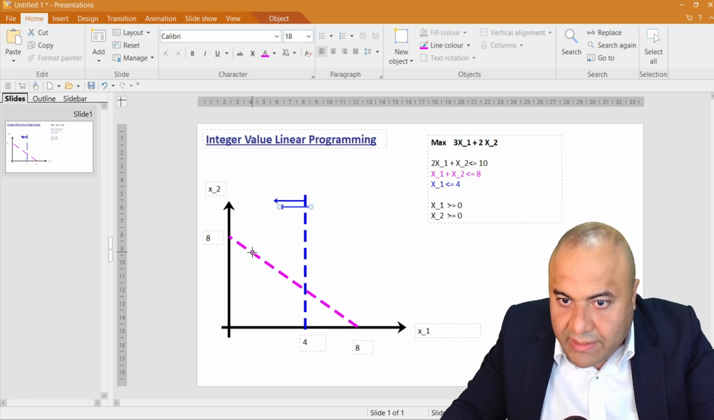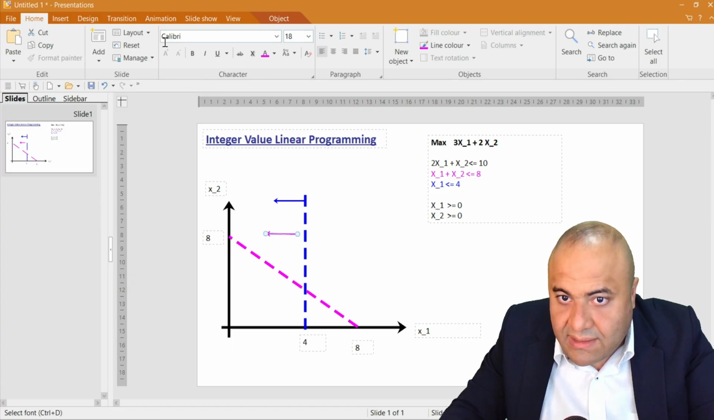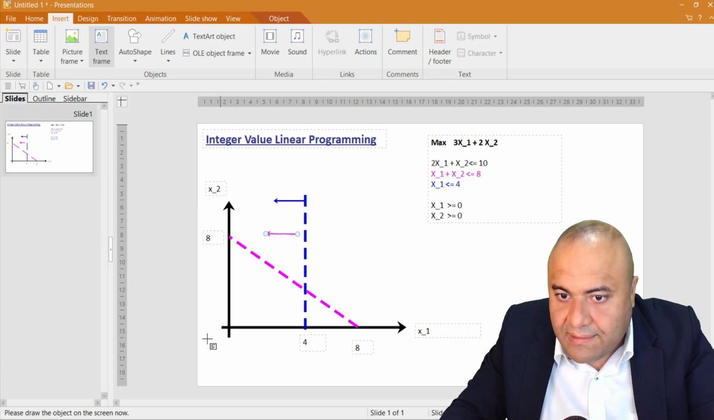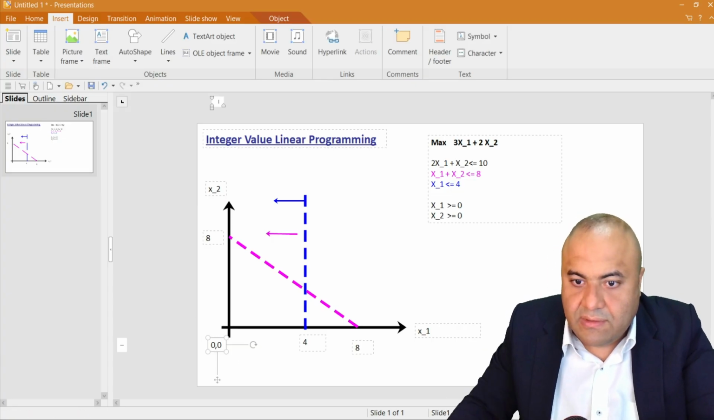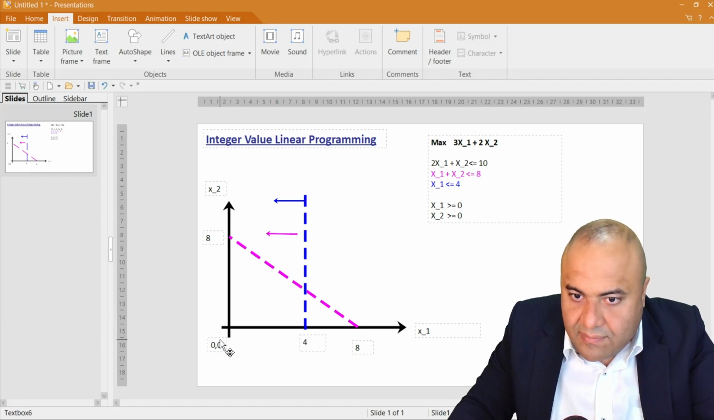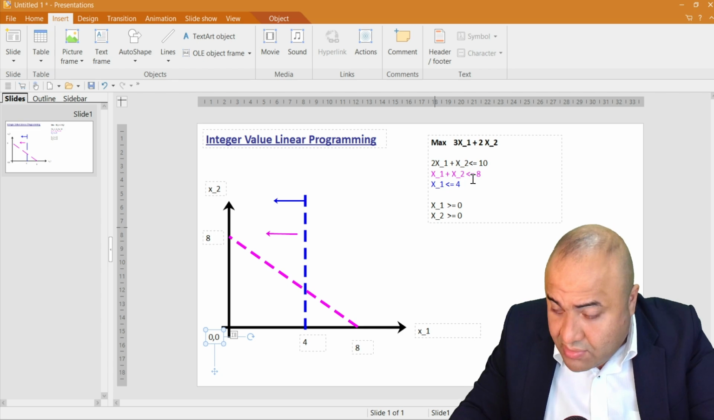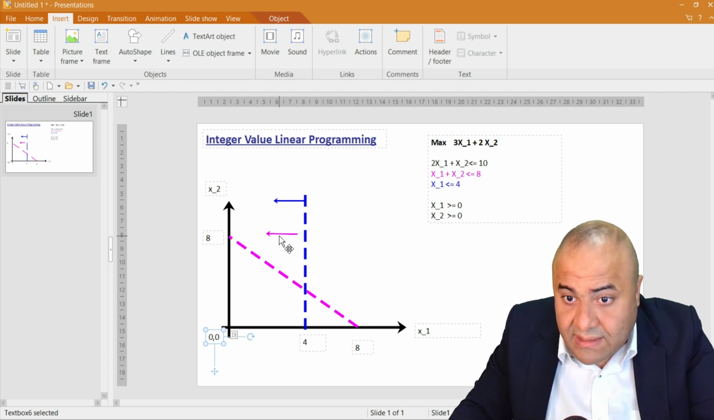Now, where is this location? In order to know this location, actually there is a way to do it. We already know this one is 0, 0. So this location here is going to be 0, 0. So at 0, 0, this part here, we say 0 plus 0, is it less than or equal to 8? It is correct. That means the location is located under this area.